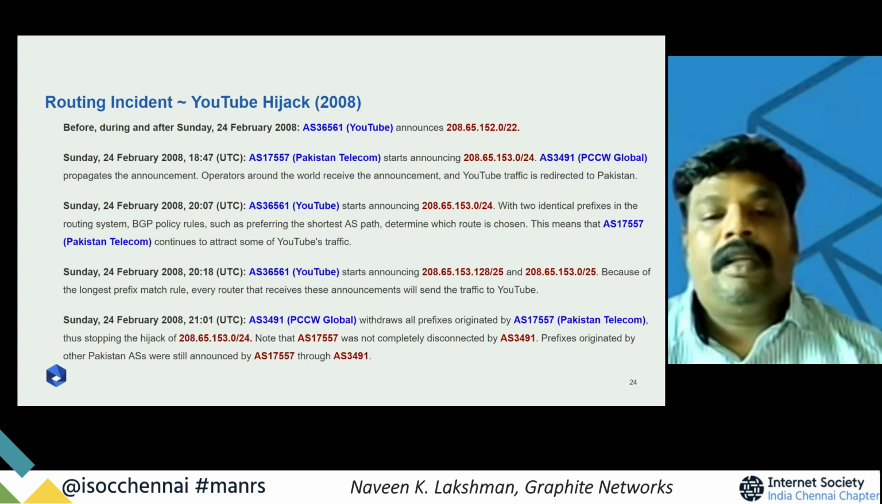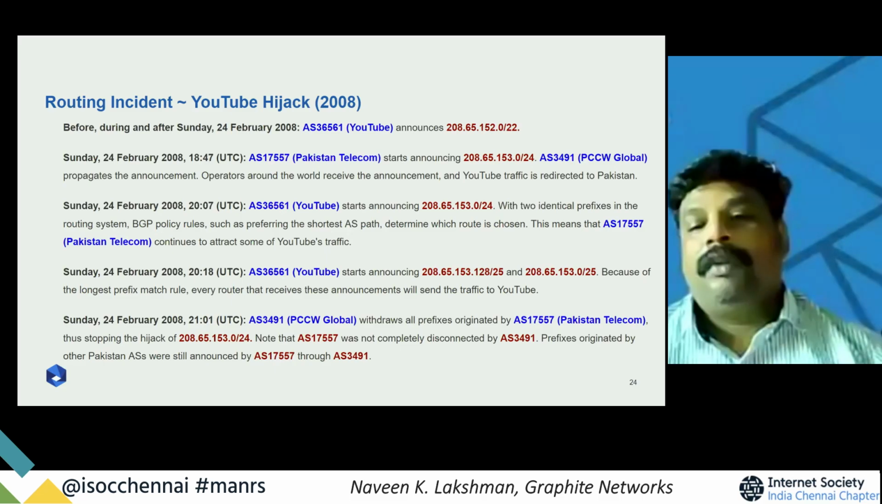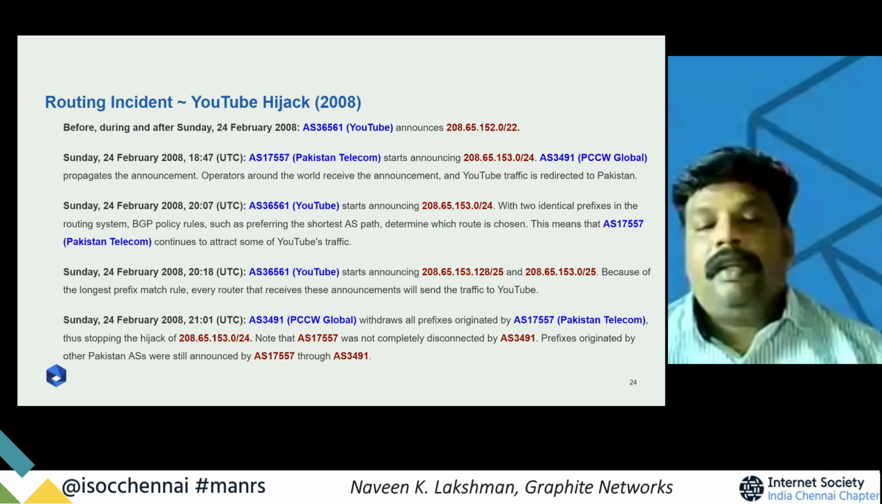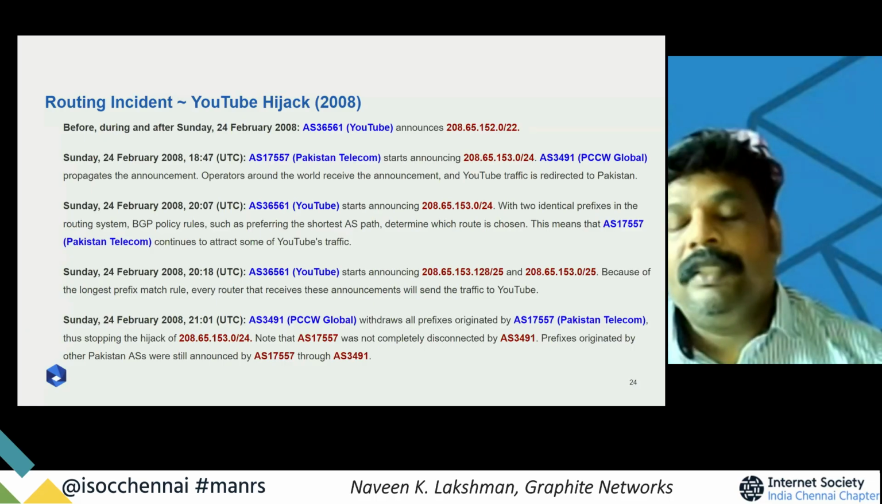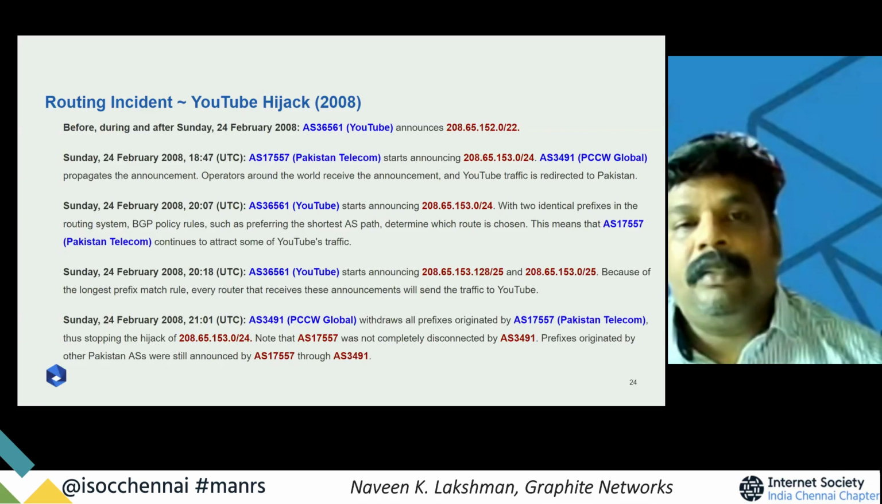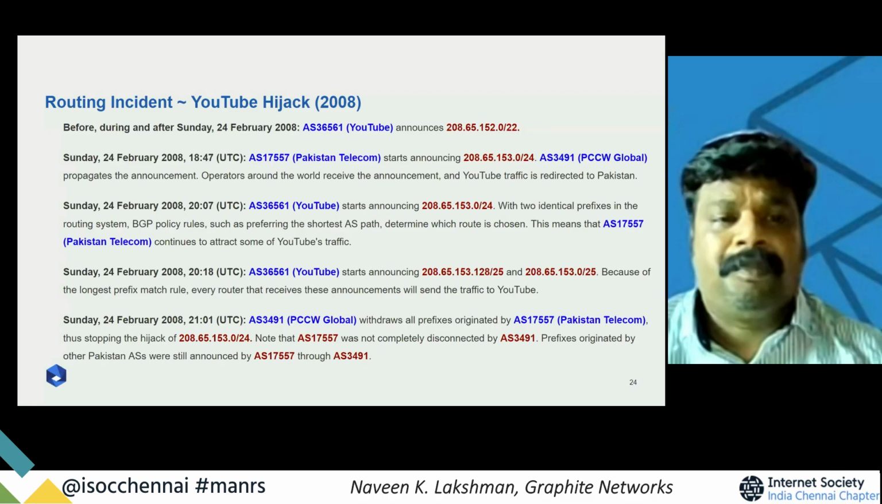Now, again, what happens is PCCW Global would withdraw the routes which Pakistan Telecom had announced, and to an extent, the hijack was mitigated. So that's when the routing incidents and the insecurity of BGP started being discussed.